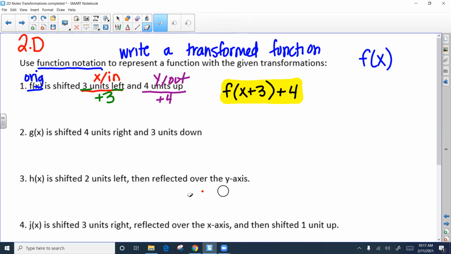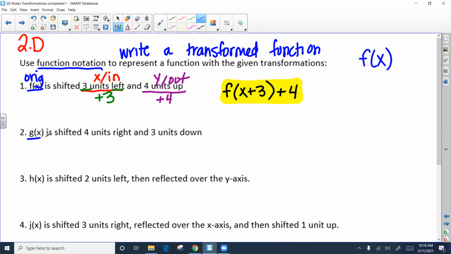So we were writing our transformed function here. We knew the transformation. We had to write the transformed function using the function notation. So f of x plus 3, plus 4 would be the function f of x, but shifted left 3 units and 4 units up. All right, let's look at number 2.